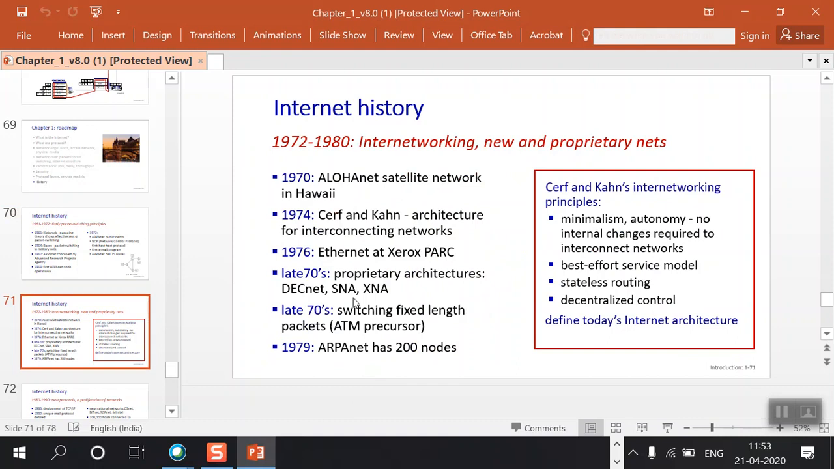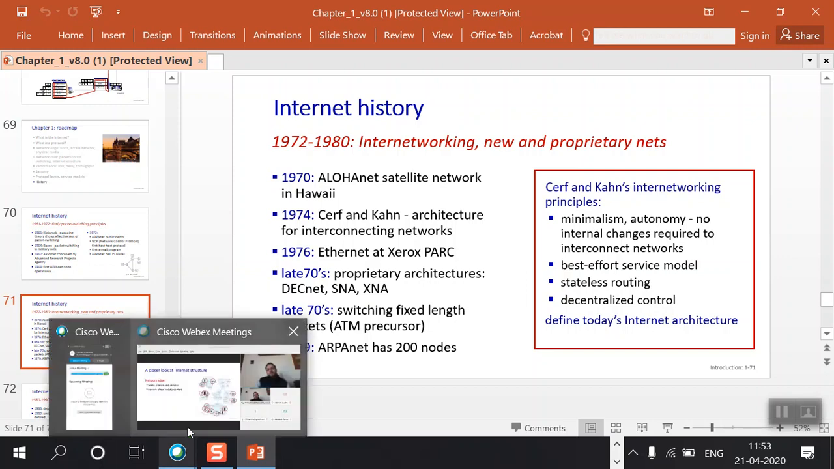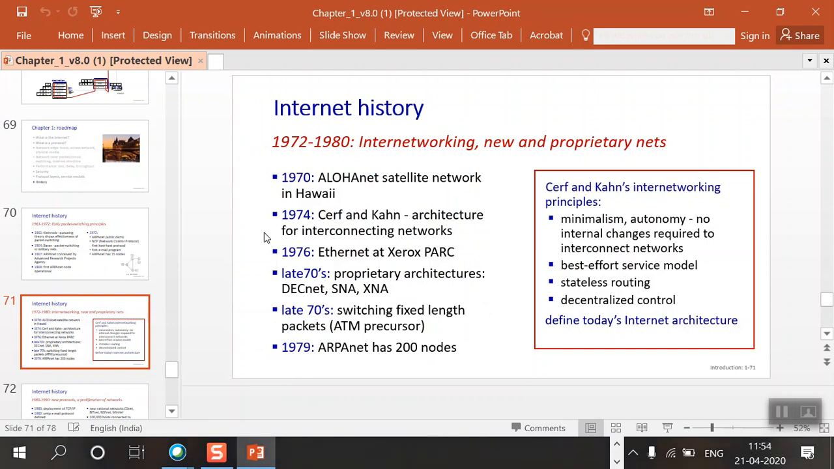The late 70s saw different architectures of basic networking. One of them was DECnet. The difference between the previous decade and the next decade was that the number of nodes increased. We saw in the 60s, I said 15 nodes. ARPANET in 1979 saw 200 nodes.